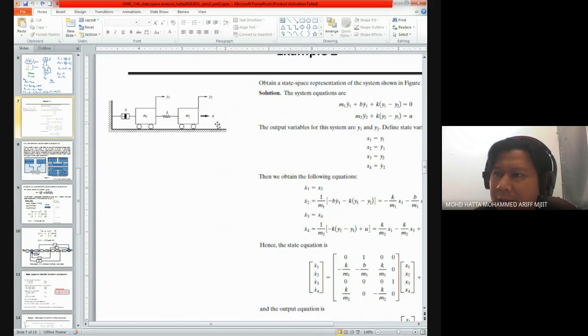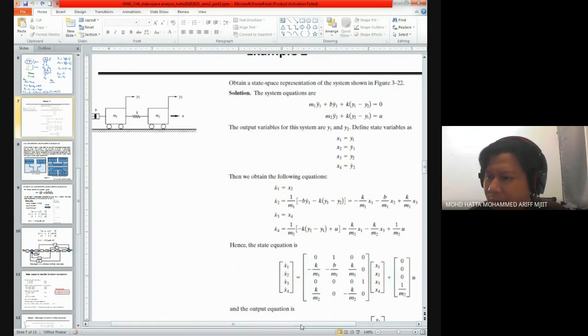Now here, if you look at the one that I showed, U is considered our input, the force pulling these two masses, and the output, or the states that we would like to consider, is Y1 and also Y2, the displacement of mass 1 and also mass 2.